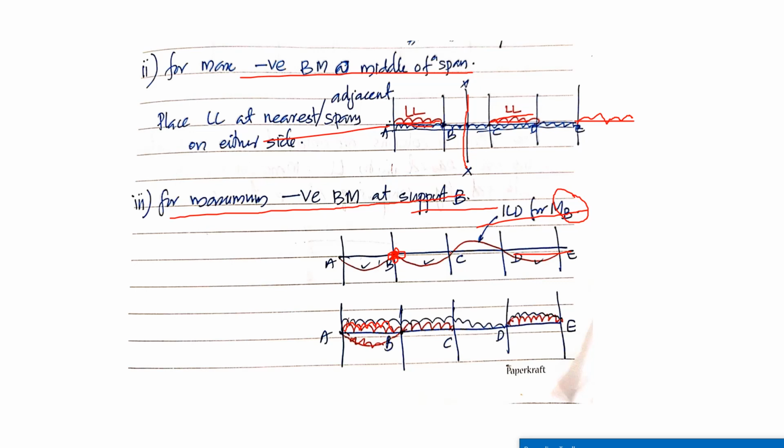So whenever you are asked to find the bending moment at C, how will you find it? You can place the live load on either side of C, and if alternate spans are available, you can place it over there also. If not available, you can place the load on either side. Now you will get the total if you consider 4 spans like this.